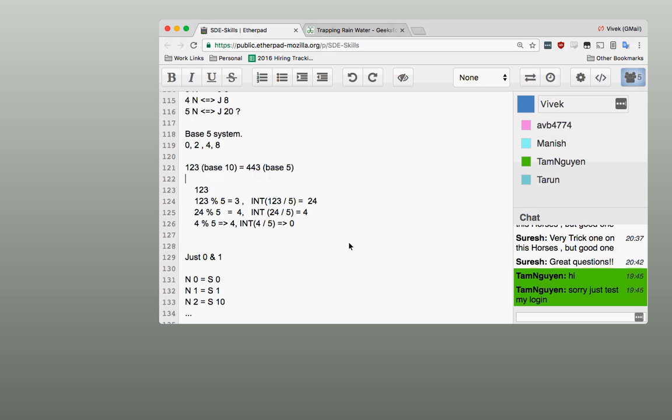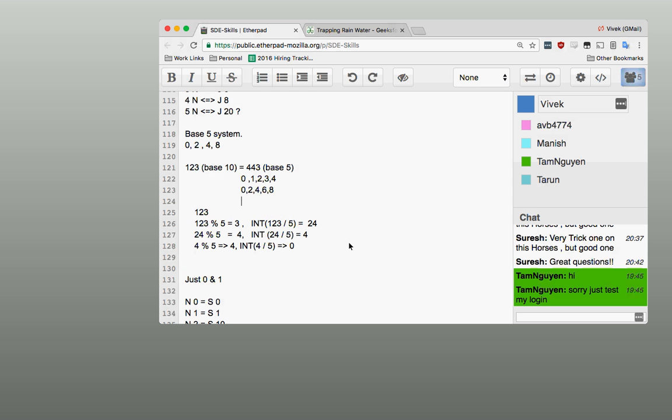Yes. So now that you have 443 in base 5, you need to map it. Base 5 goes from 0 all the way to 4, so 0, 1, 2, 3 and 4 are the elements in base 5. In the just-even system, it is actually 0, 2, 4, 6 and 8. So you need to map 443 to the just-even system, so that becomes 886. So the 123rd number in the just-even system is actually 886. Make sense?